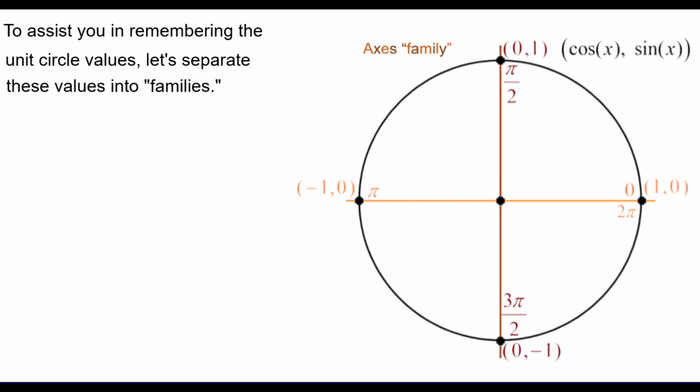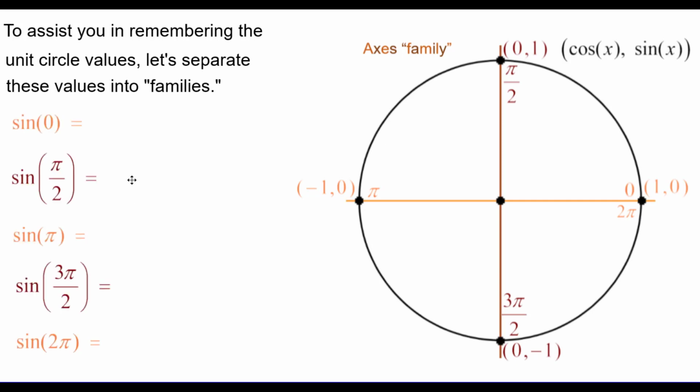To assist you in remembering the unit circle values, we're going to separate these values into what we call families. This is the axes family, that is the values that are at the end of each of the axes on the unit circle. And these are the 5 values that you should just know. Press pause, resume when you're ready.